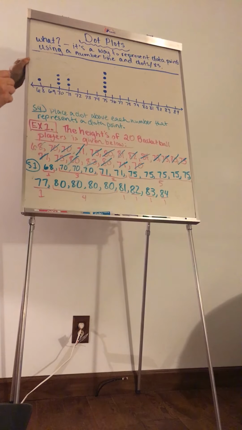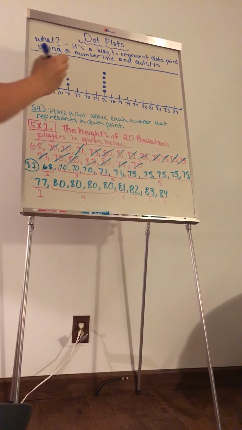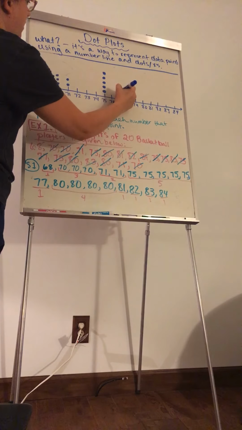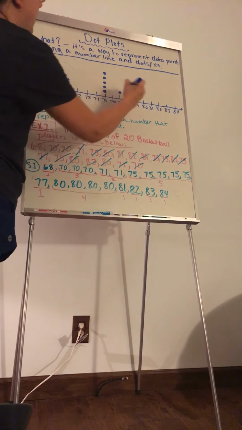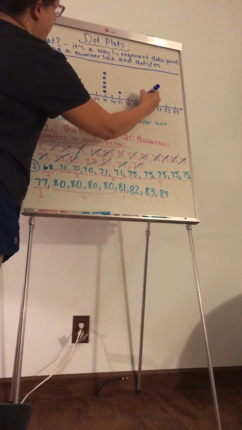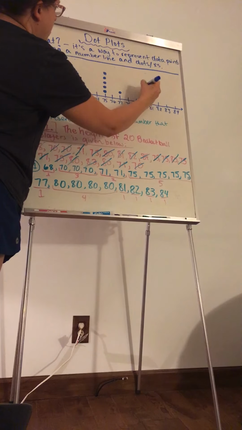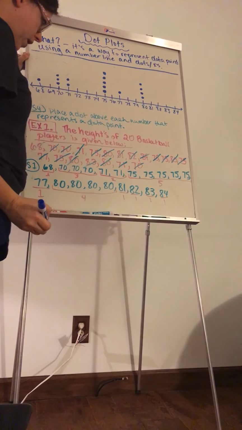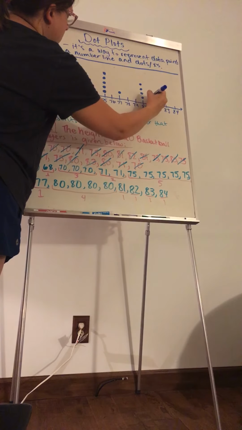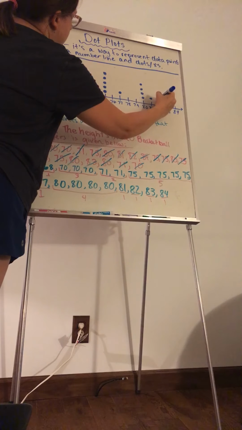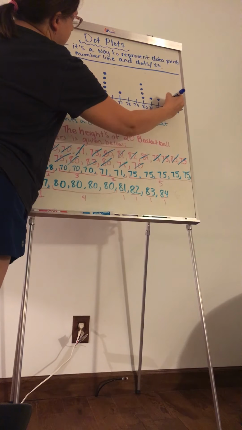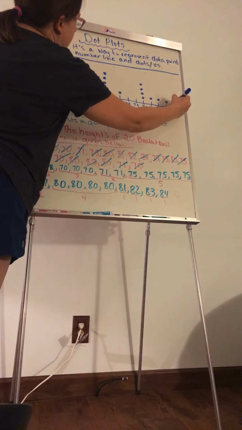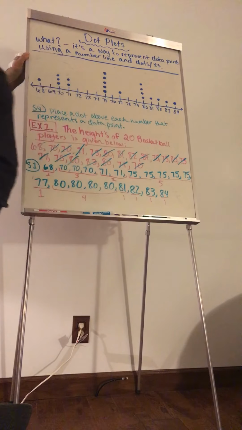Okay. Move on to 77, there's one of those. I put 1 dot above 77. There are 4 80s, so I'm going to put 4 dots above 80. Okay. 181, 182, 183, and 184. And here I have a dot plot.